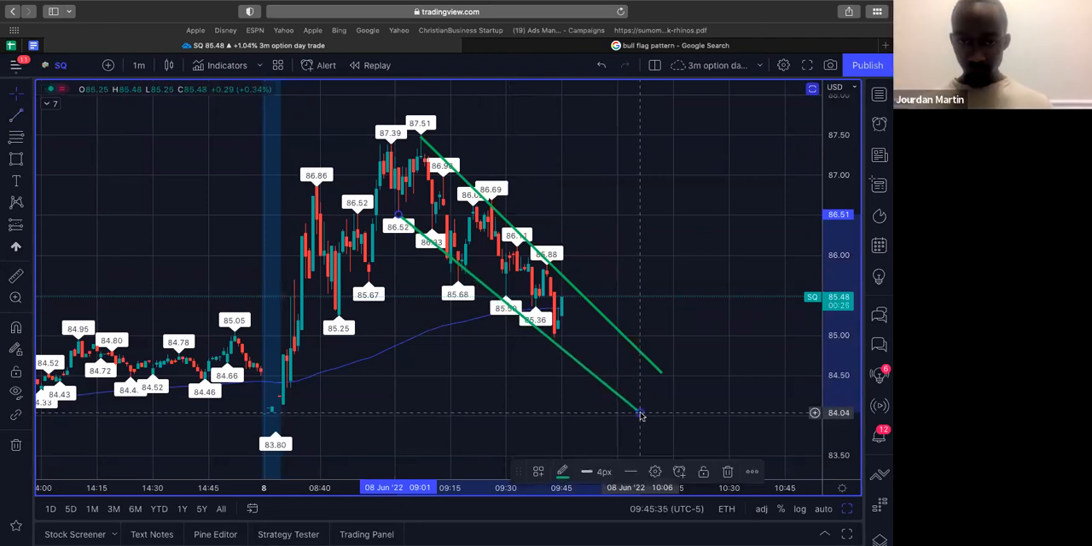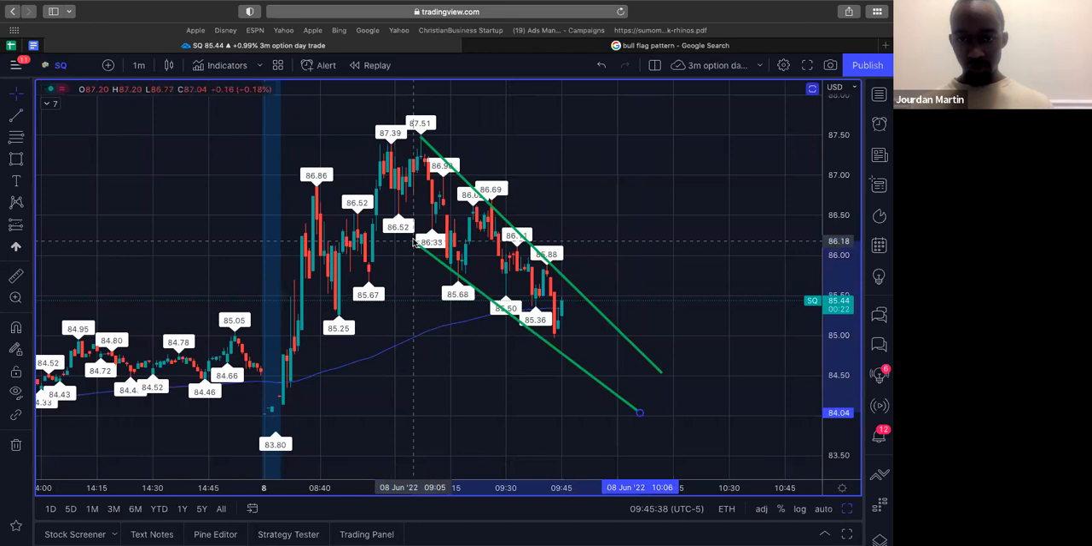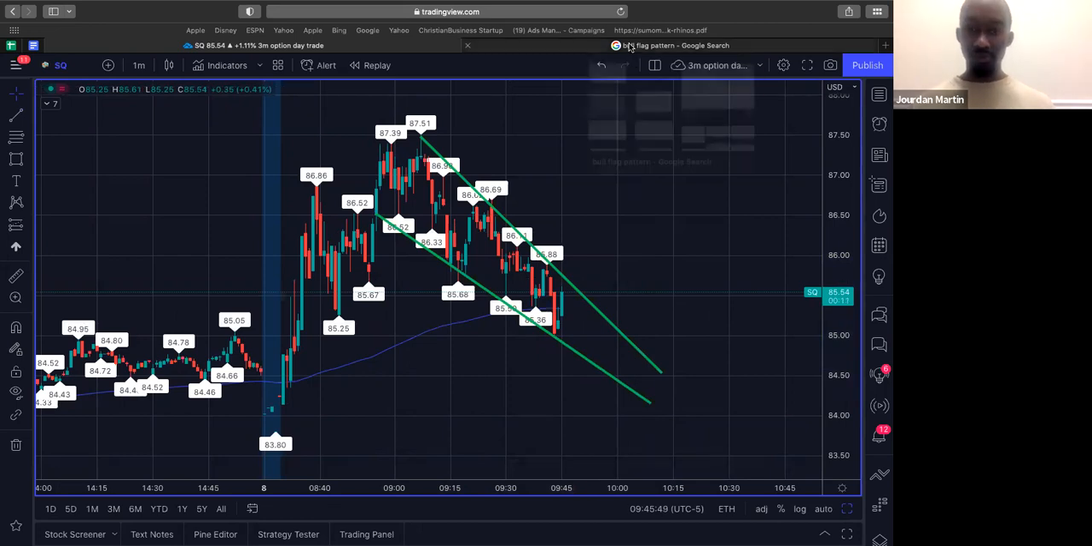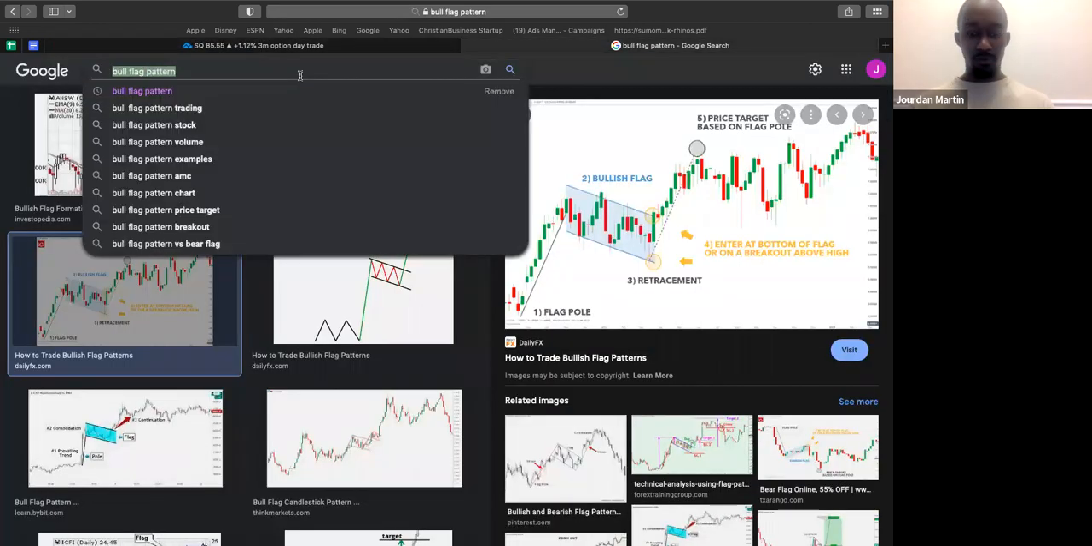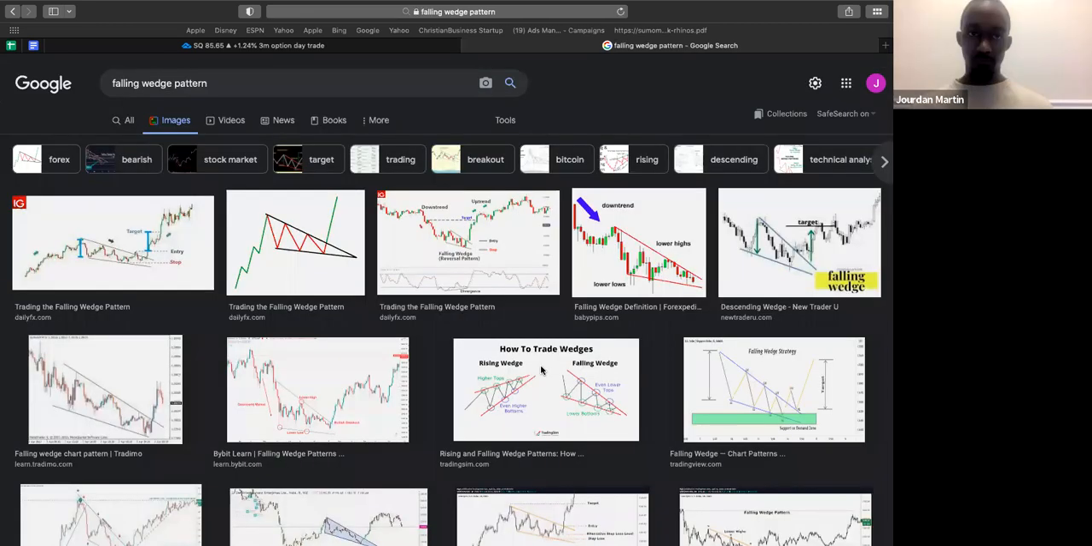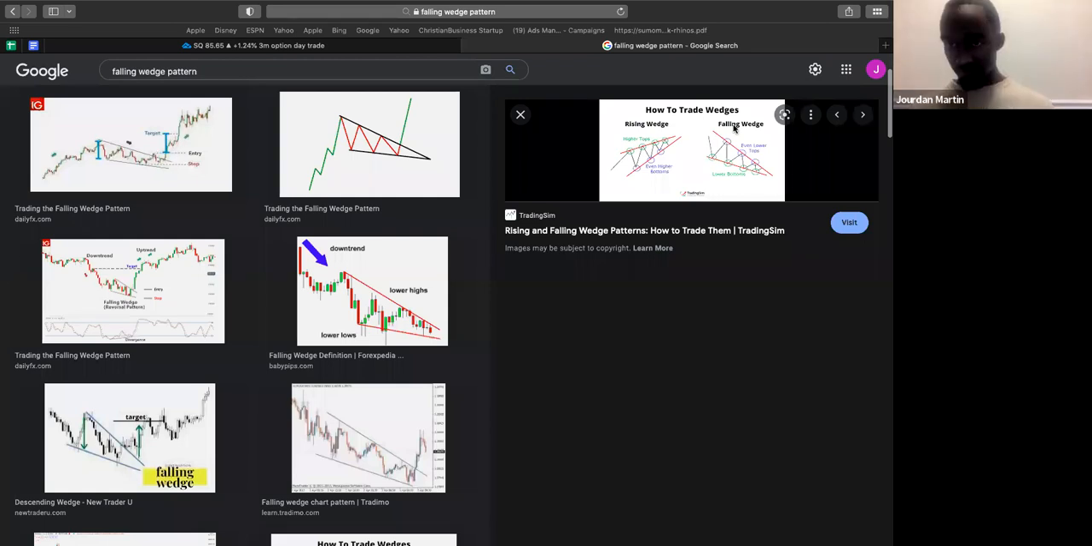All right. So SQ, question here is, do we have a falling wedge or do we have a descending channel? I'm pretty sure I'm looking at a falling wedge, which is a bullish pattern. But let's consult Google. So falling wedge, right? Again, this is what you do. And you can just pull up chart patterns on your computer, on your phone, so that you can have things like this ready to access. So how to trade wedges, cool.